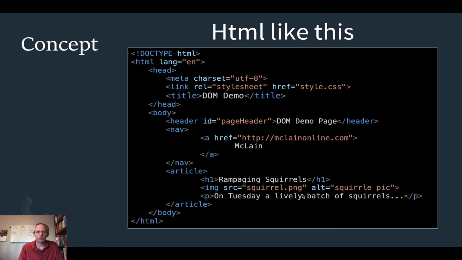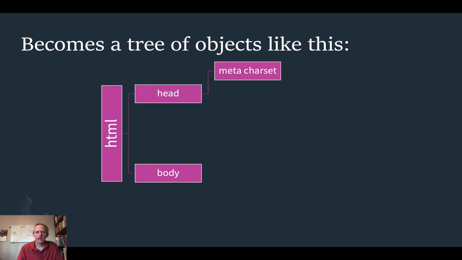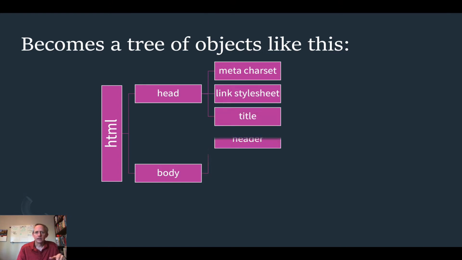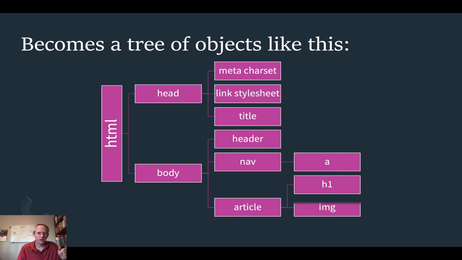So here's what the document object model would look like for this. I've got the HTML, and there's a document object that I didn't create a particular piece for, but we've got the HTML object. It has a head and a body. The head has that meta charset object, a link to a style sheet, and a title. And then that body has a header, a nav, and an article. The nav has an A. The article has an H1, an image, and a paragraph. So that's the way this tree sort of forms.